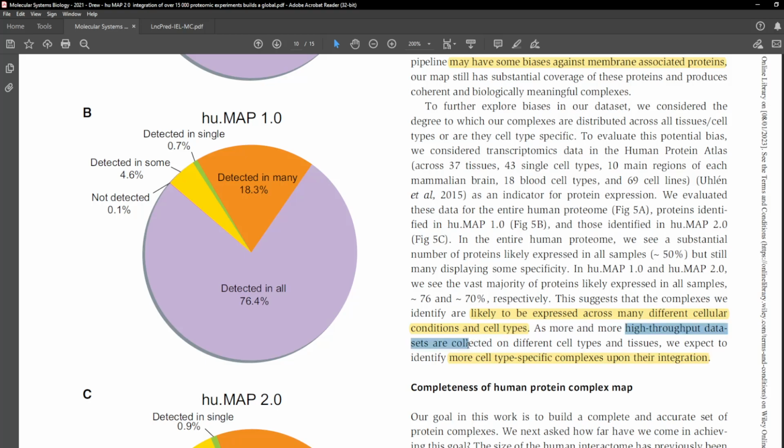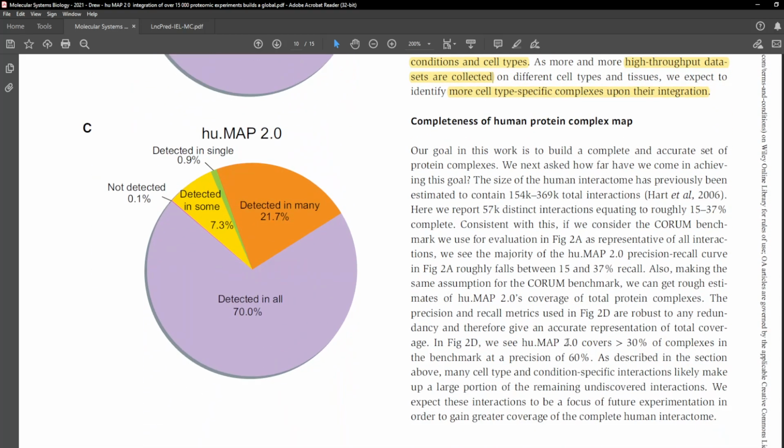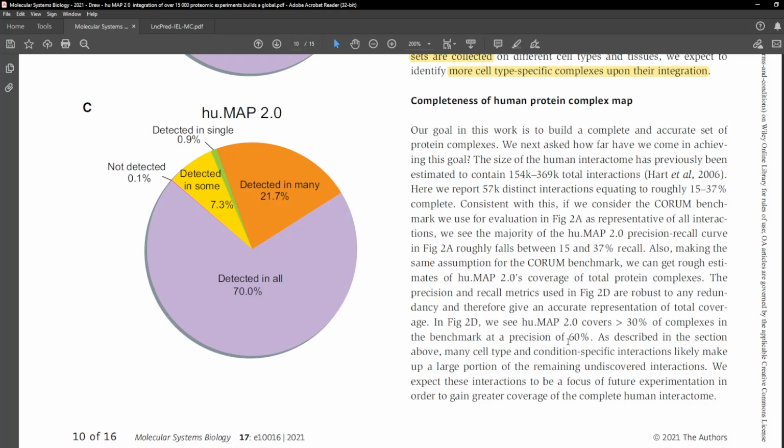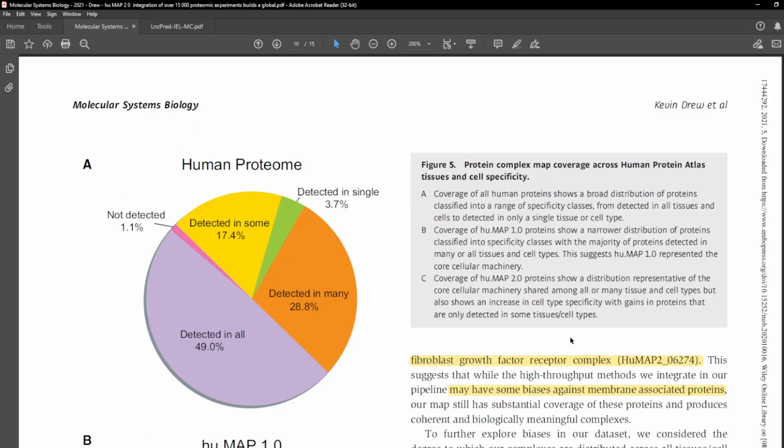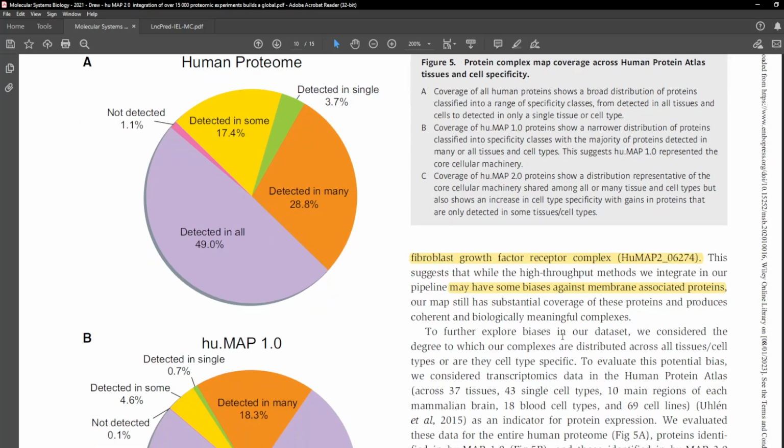Figure 5. Protein complex map coverage across Human Protein Atlas tissues and cell specificity. Coverage of all human proteins shows a broad distribution of proteins classified into a range of specificity classes, from detected in all tissues and cells to detected in only a single tissue or cell type. Coverage of Hu.MAP 1.0 proteins shows a narrower distribution of proteins classified into specificity classes, with the majority of proteins detected in many or all tissues and cell types. This suggests Hu.MAP 1.0 represented the core cellular machinery.